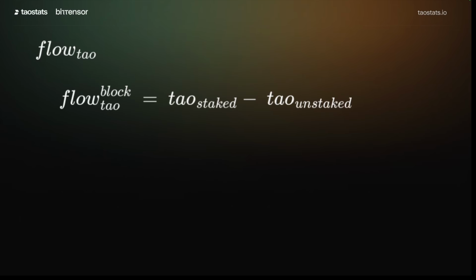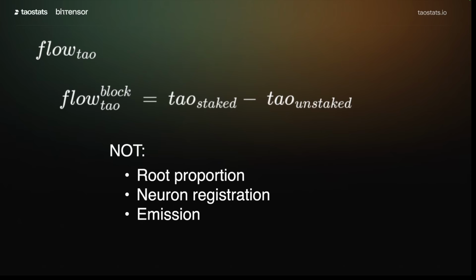So what is flow? Let's start at the block level. At every single block, someone may stake into a subnet or someone may unstake from a subnet. So the flow is just you add up the positive inflow and you subtract off the negative outflow, and that's how much tau flowed into the pool. What is not tau flow? Root proportion, neuron registration, and tau emission are not counted. It's really only when someone does a stake or when someone does an unstake.